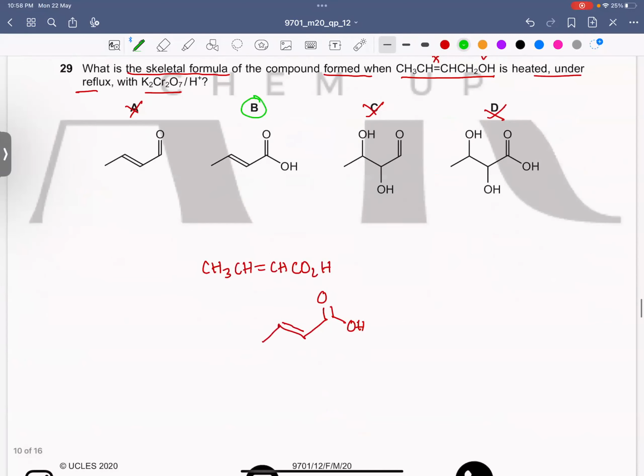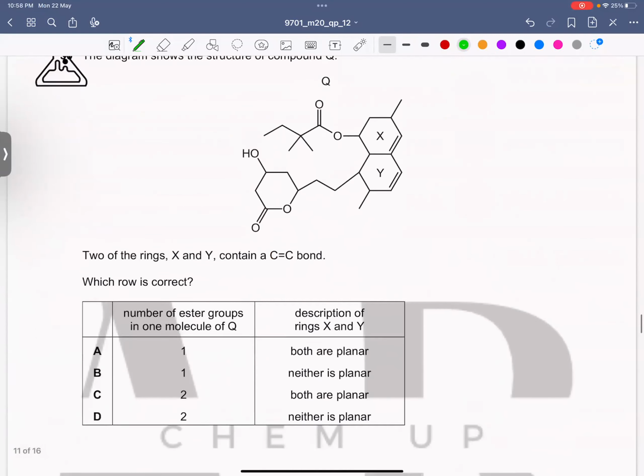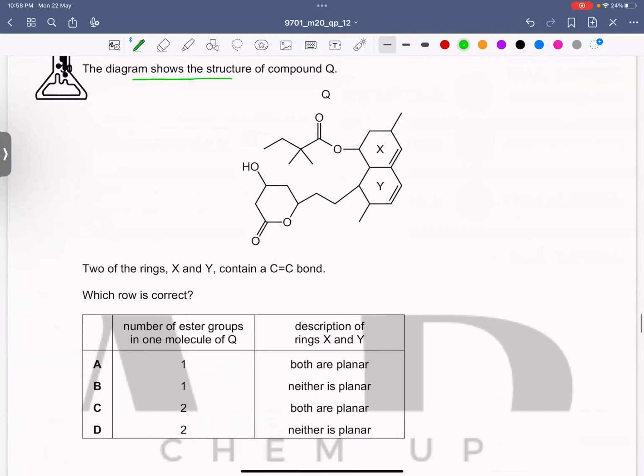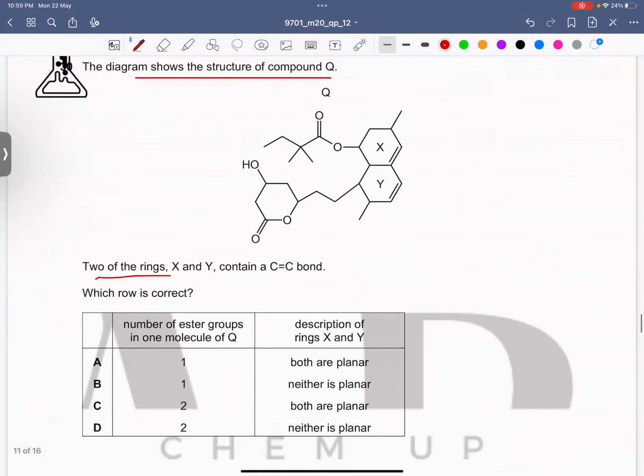Okay. Now question number 30. The diagram shows the structure of a compound Q. Two of the rings X and Y contain a carbon-carbon double bond. Which row is correct? Number of ester groups in one molecule of Q. So if you see in one molecule of Q, there is one ester group over here, and there is another ester group over here, which means there are two ester groups. So A and B go wrong, and we are left with C and D.